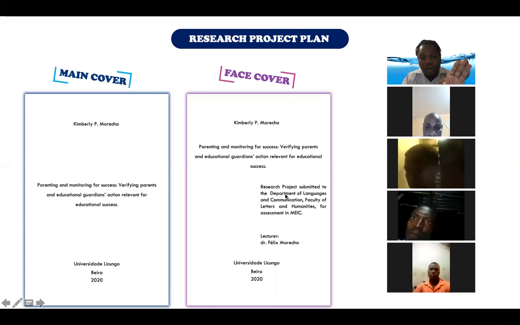On the main cover, you only have your name, the title of your paper, the name of the university, the city in which the university is located, and the year. On your face cover, you have your name, the title of your paper, this statement of purpose, and the name of your lecturer, the university, the city in which the university is located, and the year.